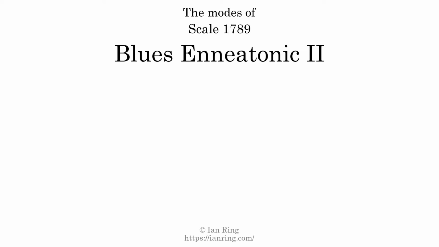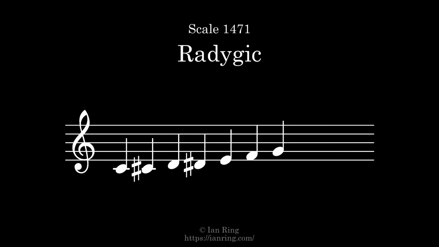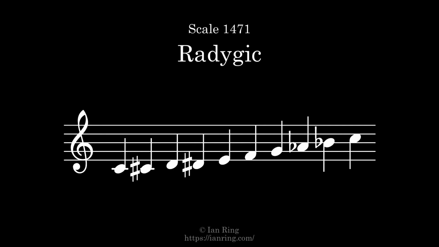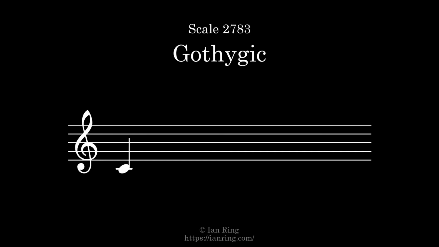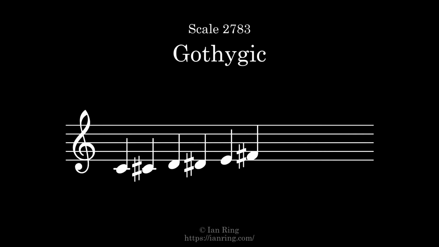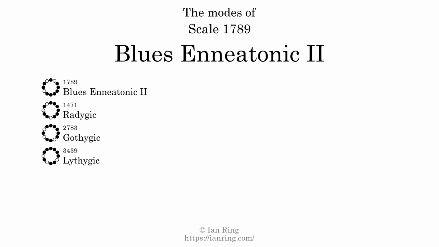This scale has 9 modes. The first mode is itself. The second mode is scale 1471, also known as ridigic. It sounds like this. The third mode is scale 2783, also known as gothigic. It sounds like this. The fourth mode is scale 3439, also known as lethargic. It sounds like this.